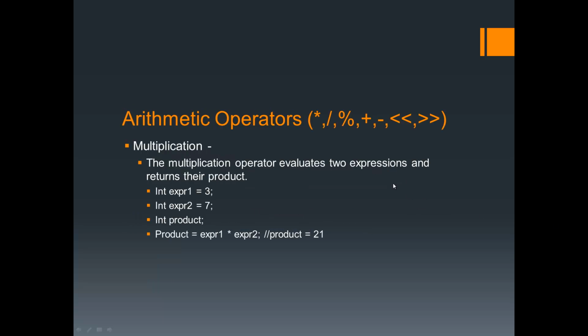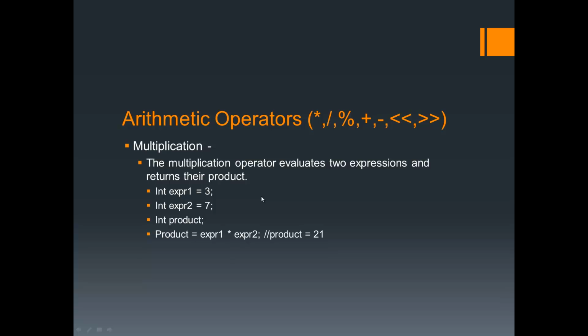If we look at the arithmetic operators here, we are going to go over multiplication, division, remainder or modulus, addition, subtraction, shift left, and shift right. The first couple here are pretty self-explanatory: addition, subtraction. But the remainder and the shift left and right operators are a little different, so we'll go a little bit slower through those, but the first couple we'll just fly through.